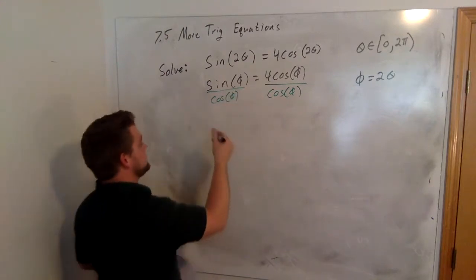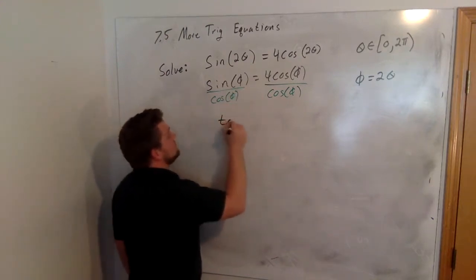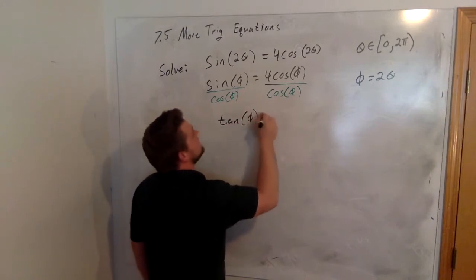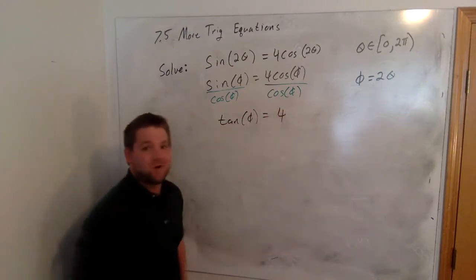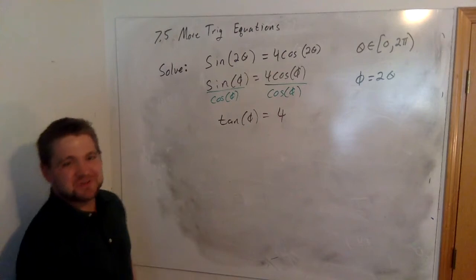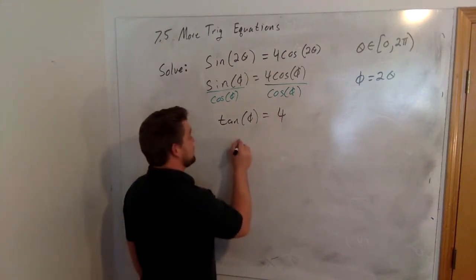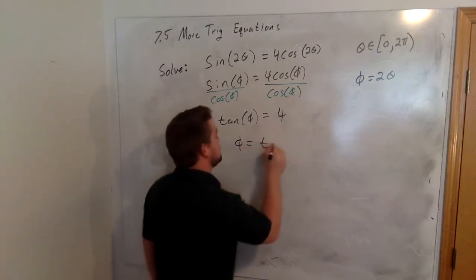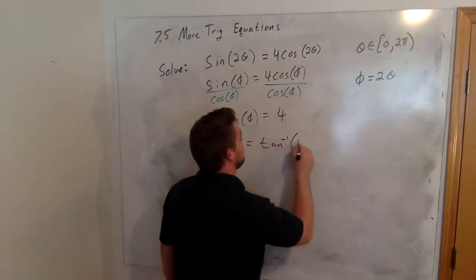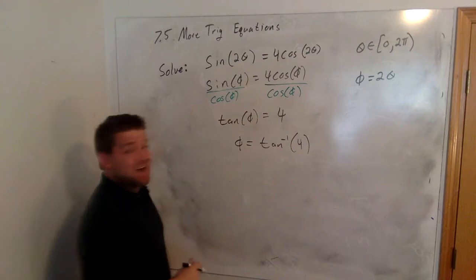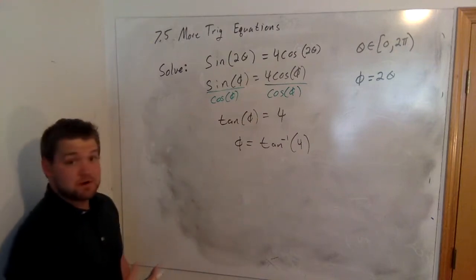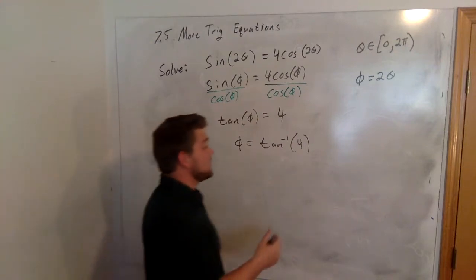So we'll actually get that we need to solve when the tangent of phi is equal to 4. This is, I think, much simpler to solve. Okay, so what we have here is that phi is going to be equal to the tan inverse of 4. Let's notice that this is not a nice number on the unit circle, so we're going to have to use our calculator.